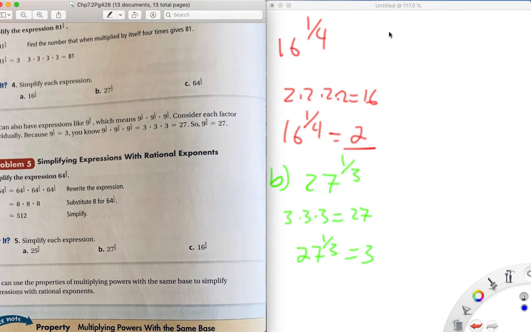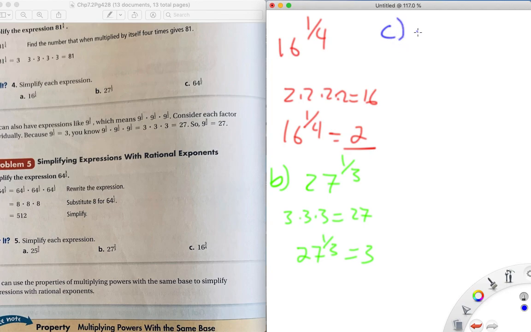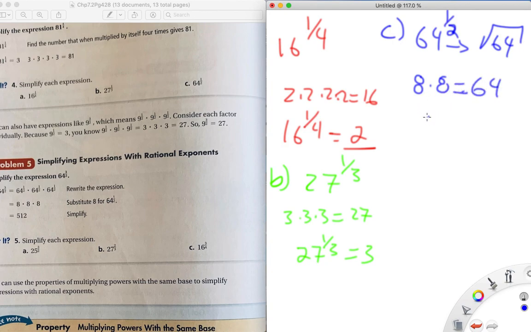So this is C, 64. If you have any number raised to the 1/2 power, 1/2 is the same thing as saying the square root. So what number, if I multiply it twice, gives me 64? Well, 8 times 8 gives me 64. So since 8 times 8 gives me 64, then I know that 64 to the 1/2, or the square root of 64, is 8.